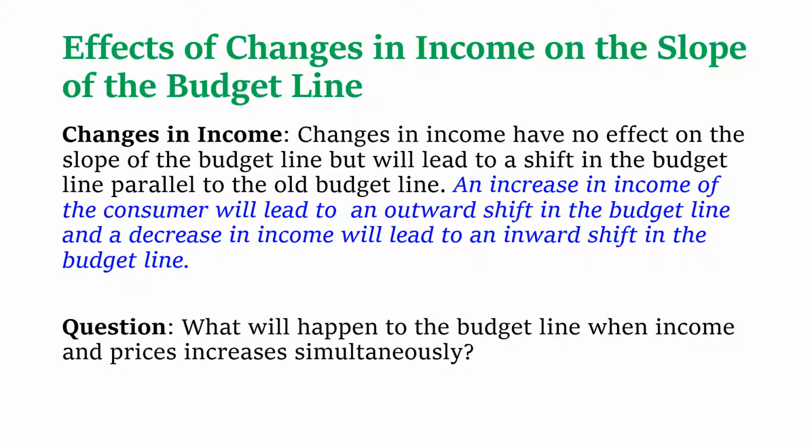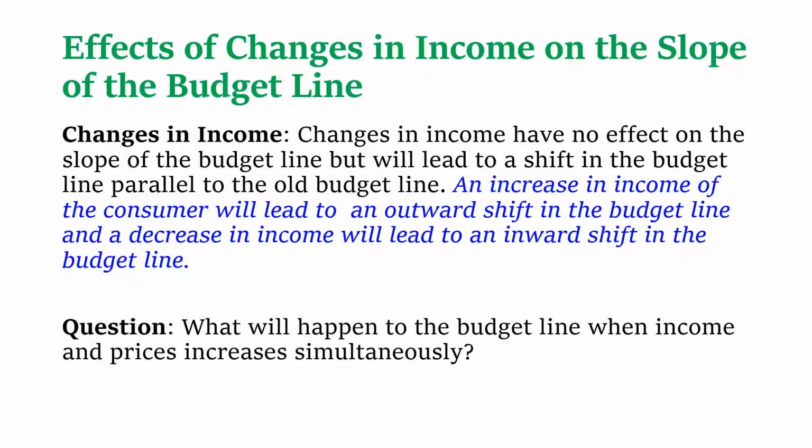Now, what will happen to the budget line when income and prices increase simultaneously? Does anybody know what will happen to the budget line when prices and income increase simultaneously? Is it going to shift to the right or to the left? Is it going to pivot?